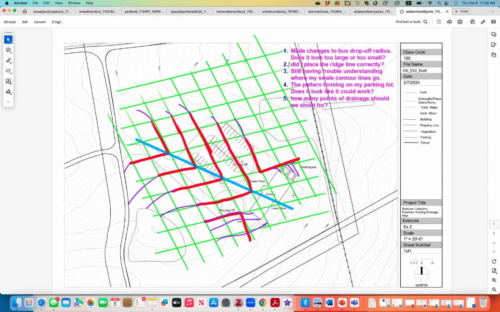Okay. We have a grid that is going from the road to the building. The grid is going on well. You made changes to the bus drop-off radius. Is it too large or too small? It looks good. The radius looks like it's 100. The ridge line looks okay. Swell, wherever you started turning, right? Your swell is going this way. Okay. Your swell now is going in between your building and this one.